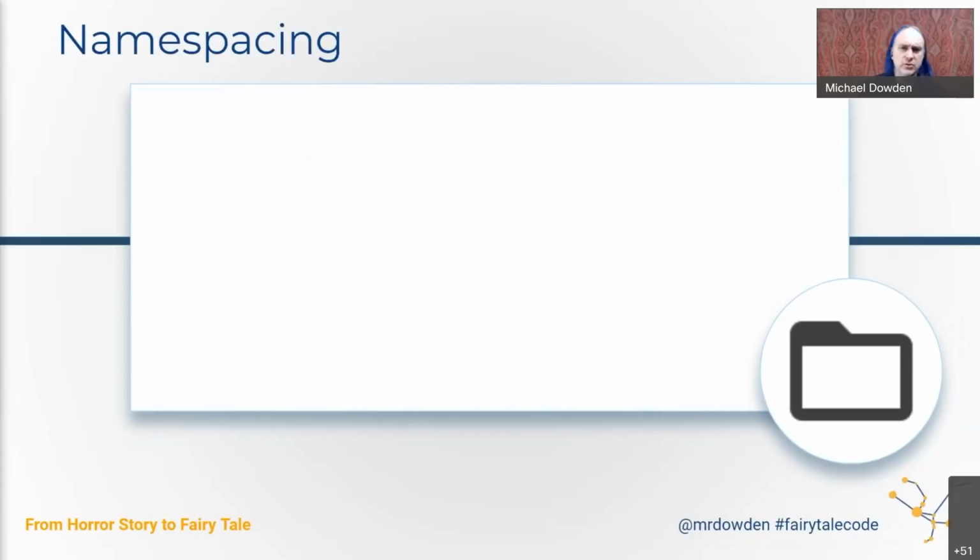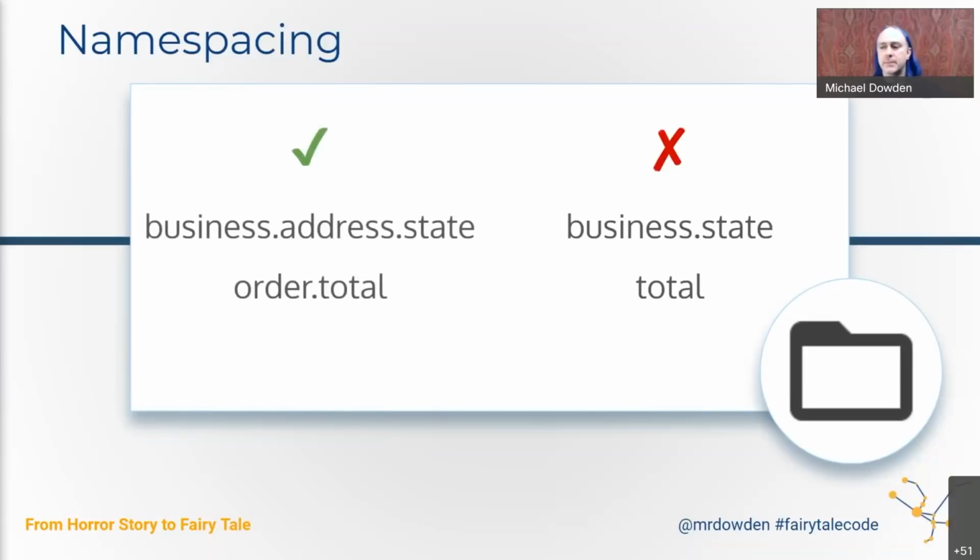One thing that you can use to provide context as well as comments is namespacing. Business state. Here in the US, state could mean things like California or Florida, but it could also mean open, closed, operating, not operating, right? We don't necessarily understand what that means for a business state. So business.address.state tells me that that state is related to the address of the business. It's a location. Total by itself doesn't tell me anything, but order.total does.